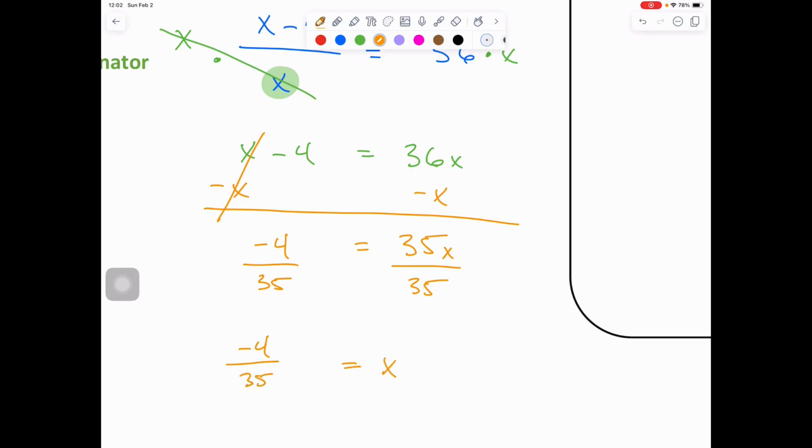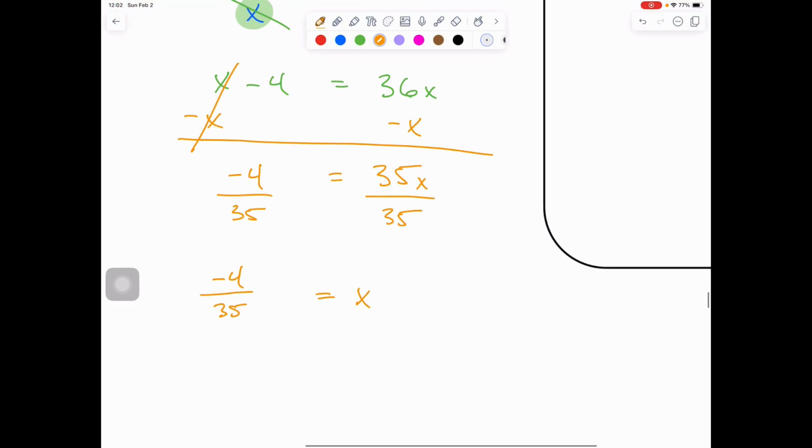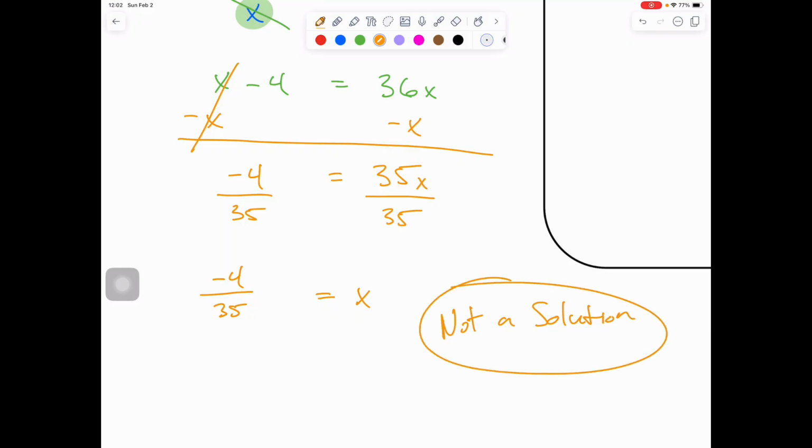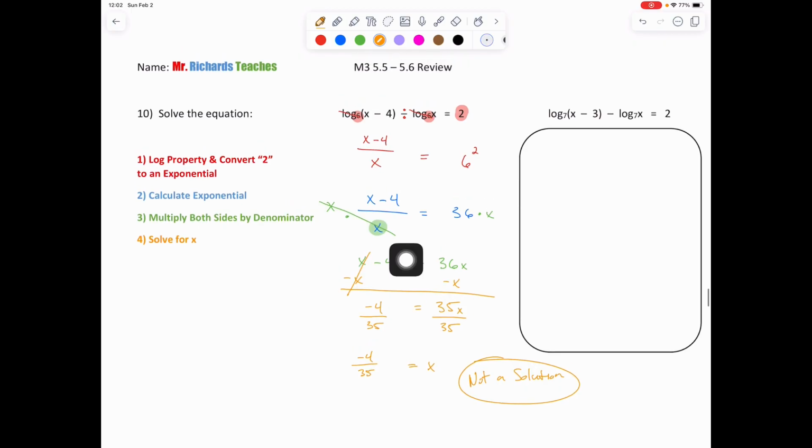I'm not going to circle that because you might have an answer choice somewhere along the way in all of these questions where, if your x is negative, it's not a solution because it doesn't meet the domain requirements of logarithms. So for this one, on the side, I'm just going to put not a solution and then circle it. But I'm also going to give you time to pause number 10 for your practice.